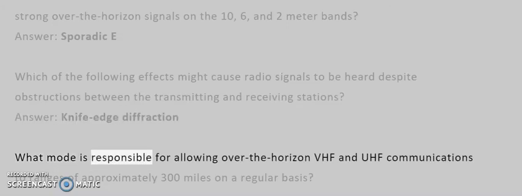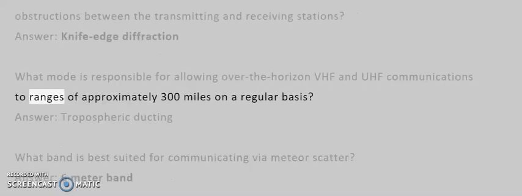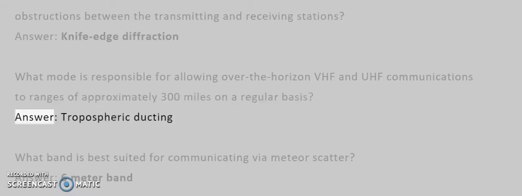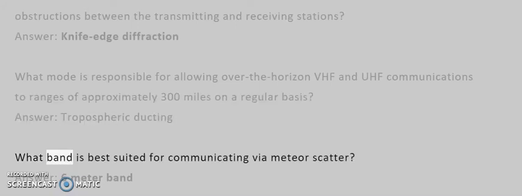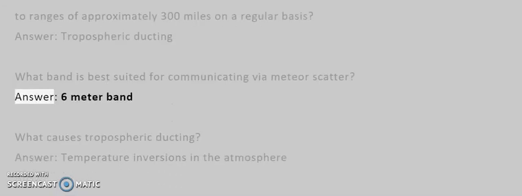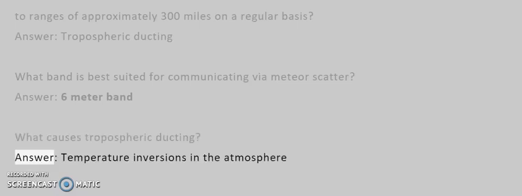What mode is responsible for allowing over-the-horizon VHF and UHF communications to ranges of approximately 300 miles on a regular basis? Answer: Tropospheric ducting. What band is best suited for communicating via meteor scatter? Answer: 6-meter band. What causes tropospheric ducting? Answer: Temperature inversions in the atmosphere.